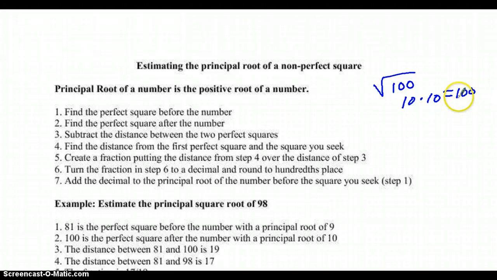And we say that once we take the principal root of a number, we're looking for the positive square root, but we also know that these perfect squares like 100 also have a negative square root, and that just means we'll take the square root of 100 and change it to a negative, because a negative times a negative also gives us a positive.